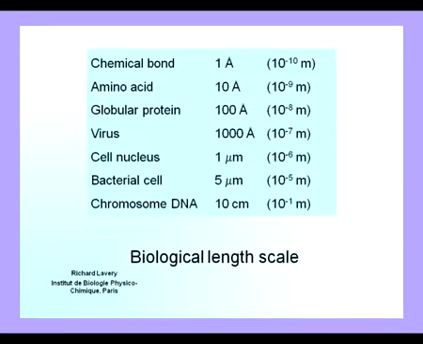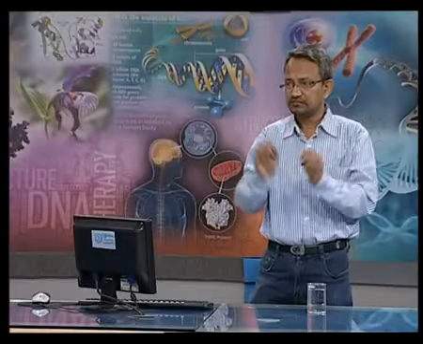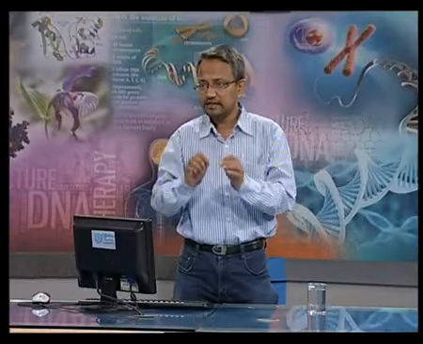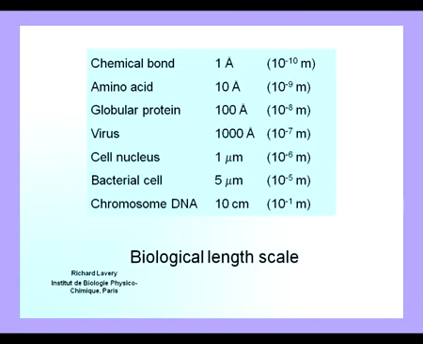So, what is the scale? If you think of any chemical bond, like water, the structure is H2O. There is a chemical bond between hydrogen and oxygen. Typically, the length of a bond is 1 angstrom.